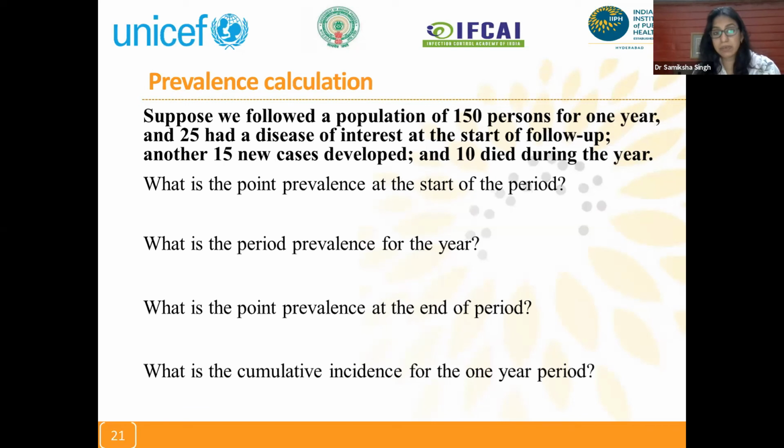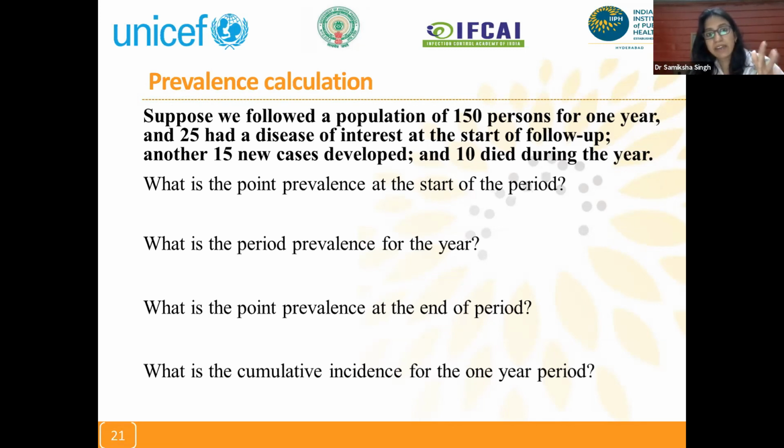So this is an example. This last exercise we'll do, and then I'll sum up with one slide and we'll close this presentation. So just bear with me. So this is just an example again to calculate prevalence. So suppose we follow a population of 150 persons. This can be people admitted in the wards or in the hospital or pediatric wards in a big hospital for 1 year. So we have just taken it, to make it easy, for a whole year duration.